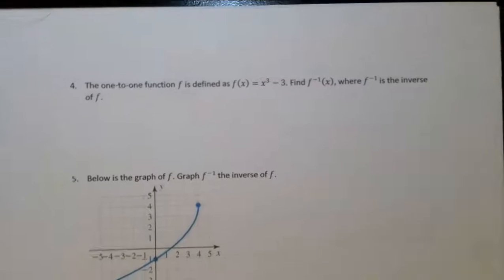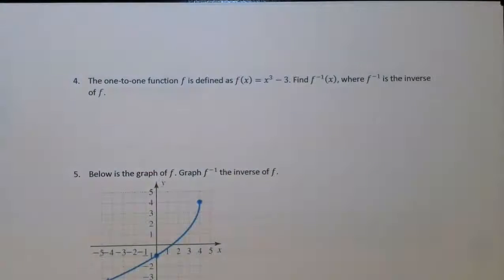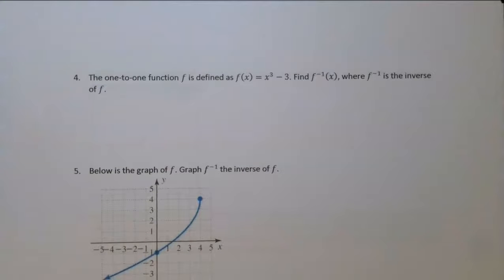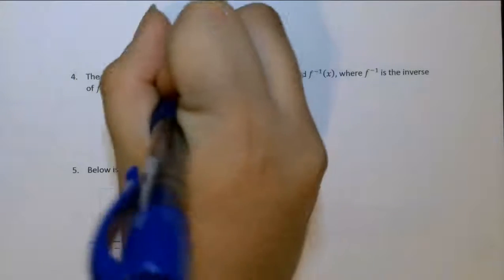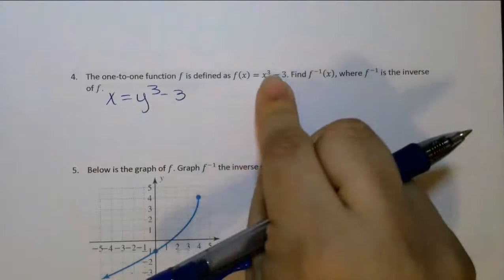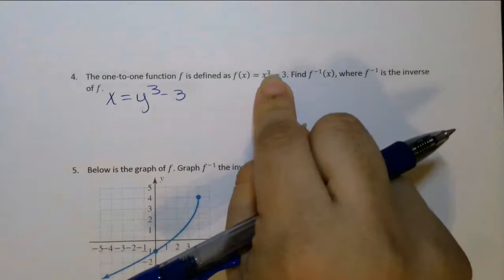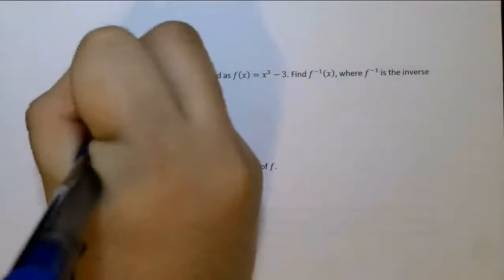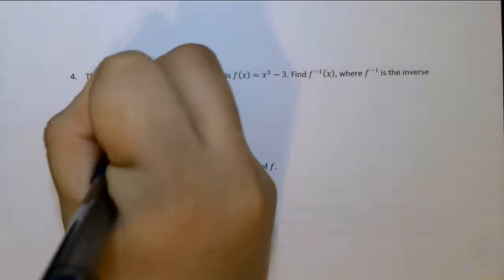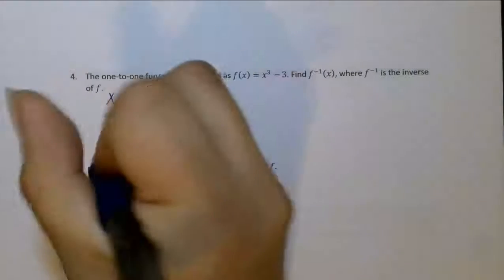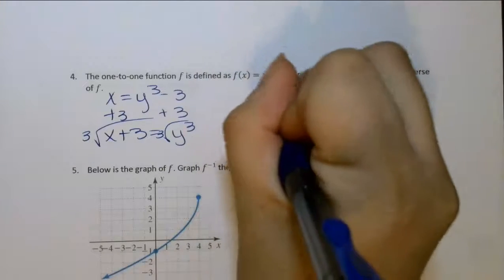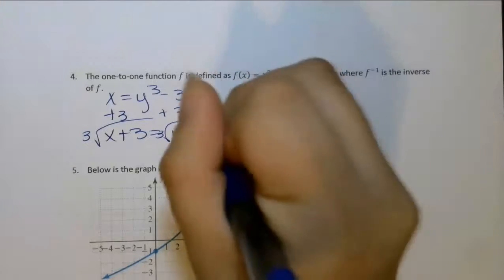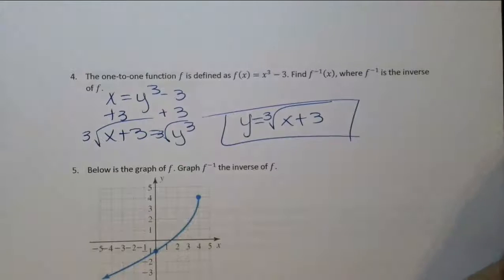Okay. So this one gives me a one-to-one function defined as f of x equals x cubed minus 3. And it wants me just to find the inverse, so I'm going to switch x and y. Since it's cubed, I don't need to worry about restricting my domain. I only need to restrict my domain when it has an even power. I have x plus 3 equals y cubed. Then I want to take the cube root on both sides to get rid of it. I have y equals the cube root of x plus 3. And that is my answer.